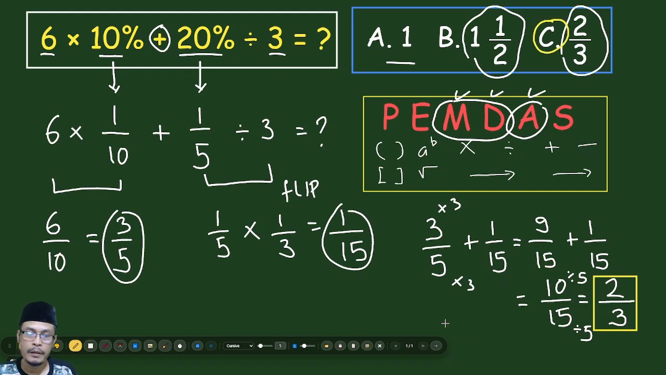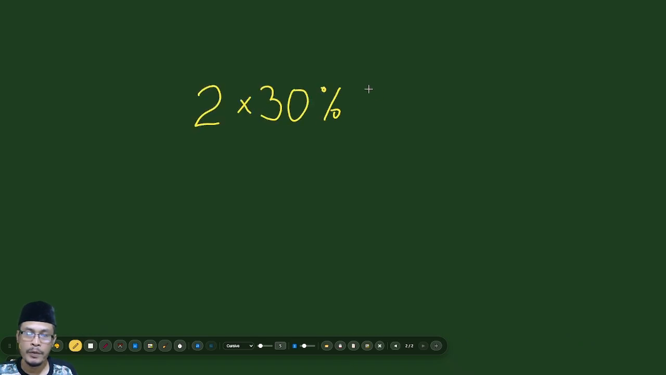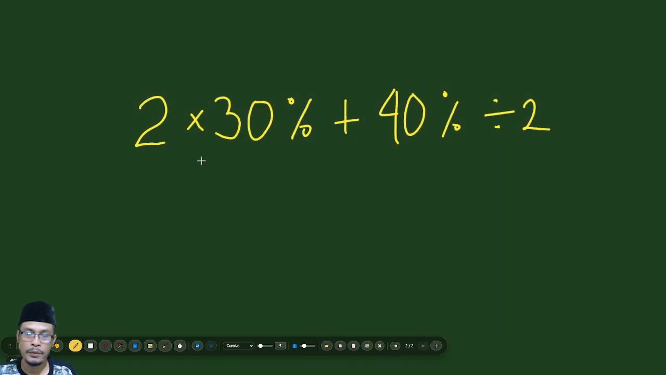Your turn. 2 times 30% plus 40% divided by 2.